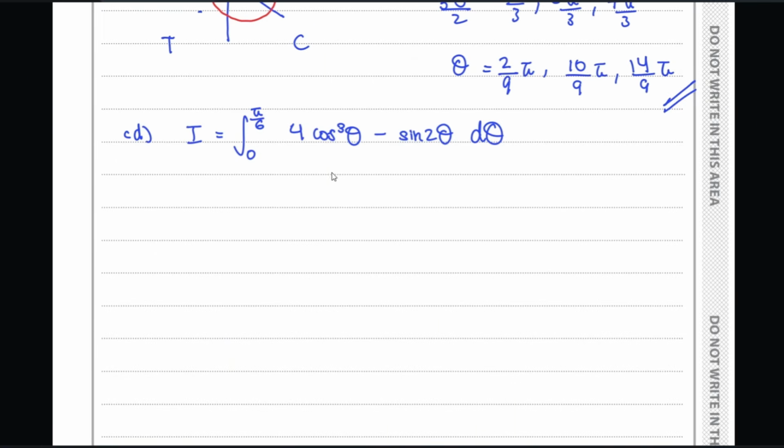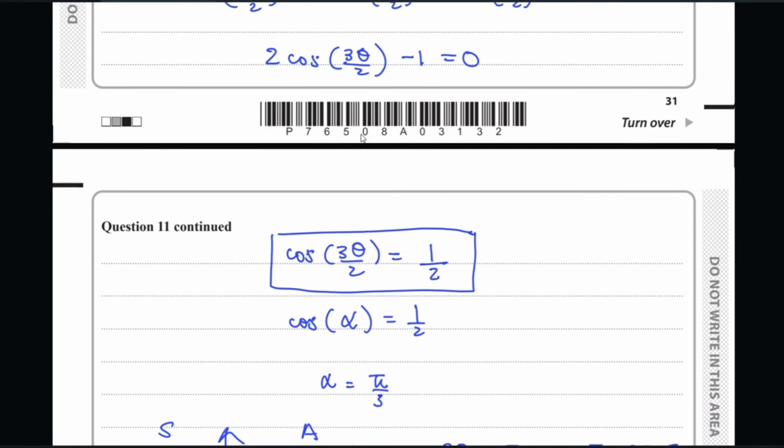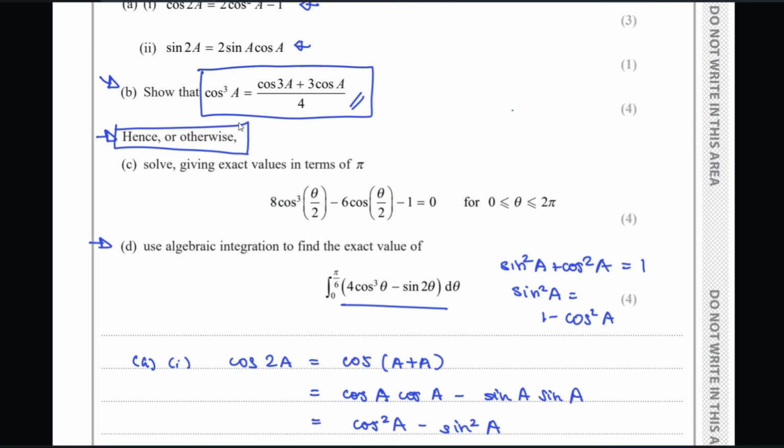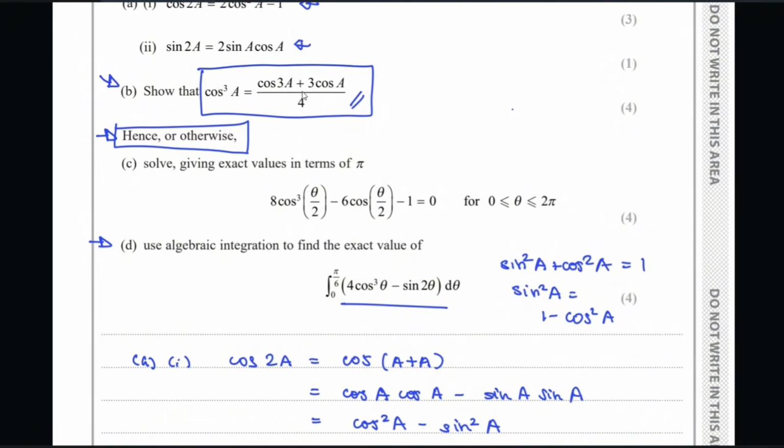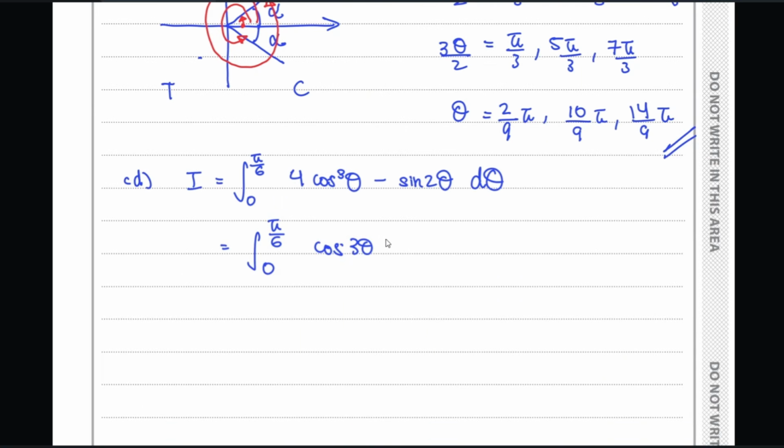So to integrate this, we need to turn this cos cubed theta into the expression shown in question B, this one. So cos cubed theta will be turned into cos 3 theta plus 3 cos theta over 4. Oh, it's multiplied by 4, so we can just cancel the 4's. So this will just be cos 3 theta plus 3 cos theta, and then we have minus sine 2 theta with respect to theta. Let's integrate them.